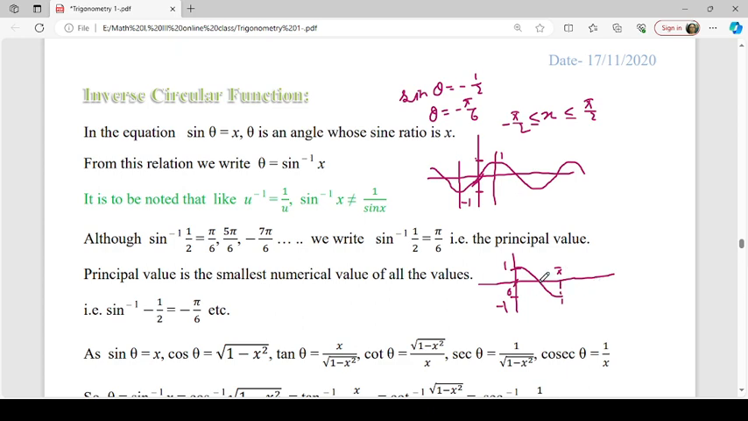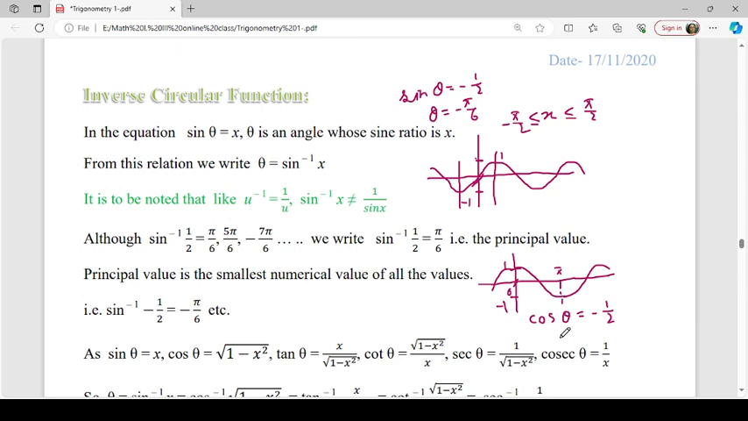Cos pi by 2 is 0. So the cosine function is like this. When we write the principal value, suppose we have cos theta equal to -half. Then we consider this point, pi by 2 in the second quadrant.